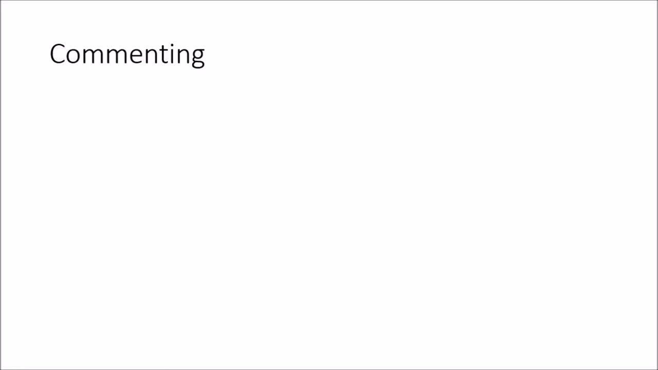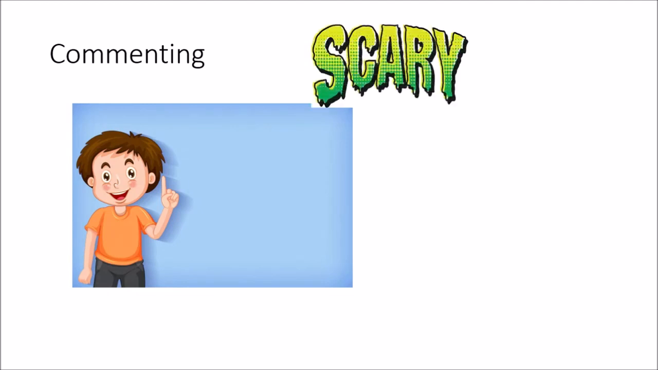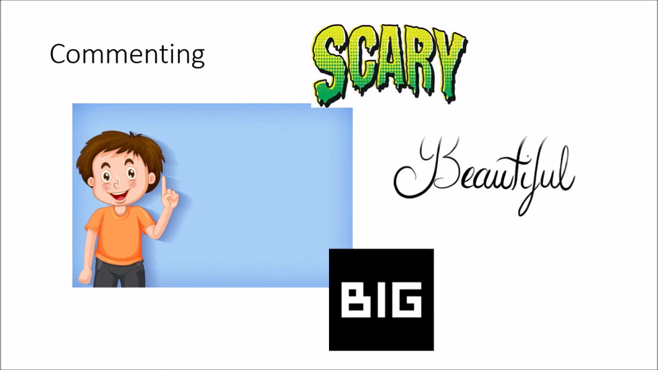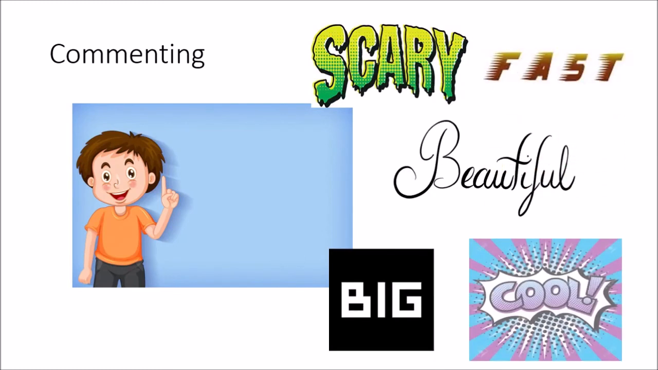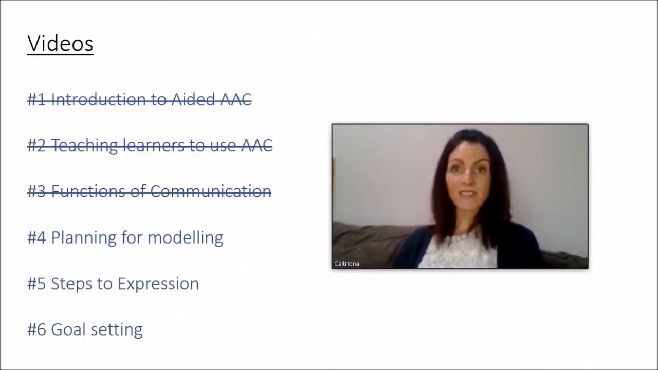The last function I'm going to touch upon is commenting. People comment when there's something to say, something noteworthy. This can start out as simple as modelling people's opinions, that they seem to like or dislike something, or love or hate something. Commenting also allows communication partners to demonstrate the richness of language by adding descriptive words like scary, big, beautiful, fast, cool, and yuck.